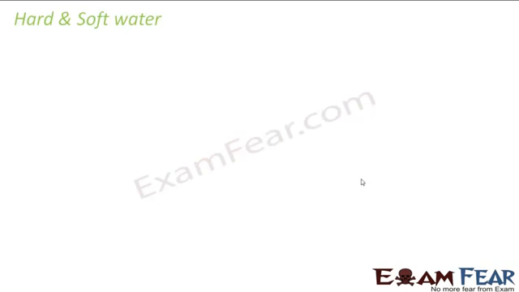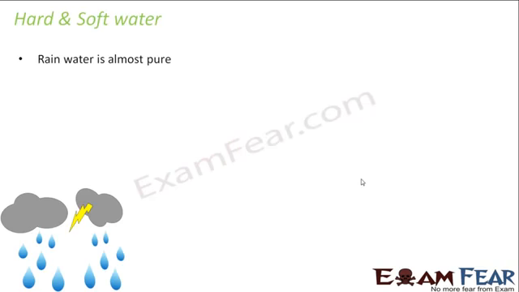So we have two kinds of water, hard water and soft water. You must have learned this in class 10, but we'll go a little deeper in this. We'll also tell you how to differentiate between them.